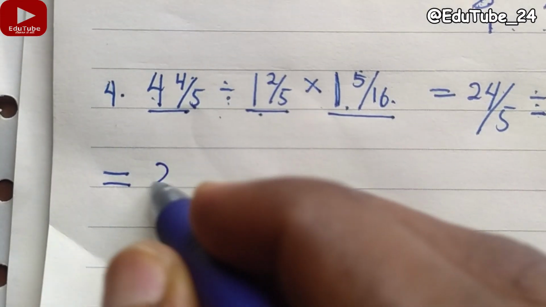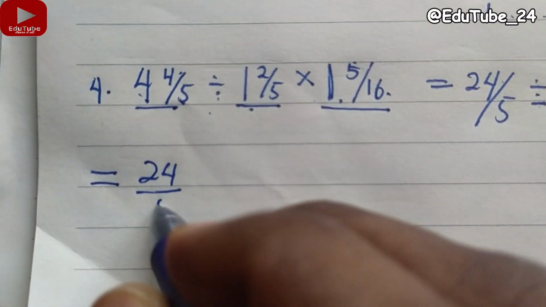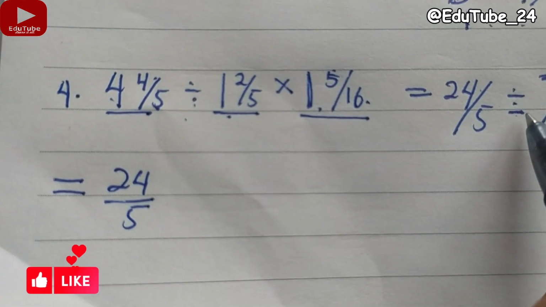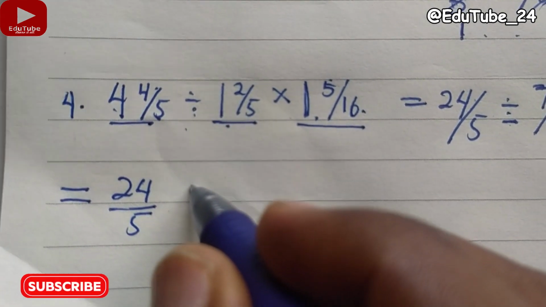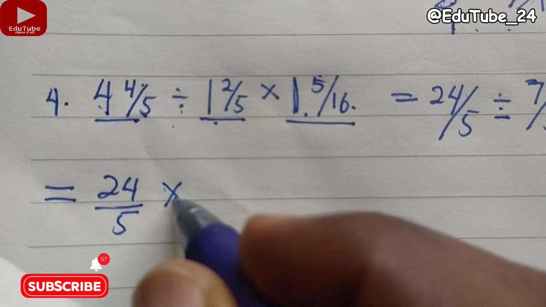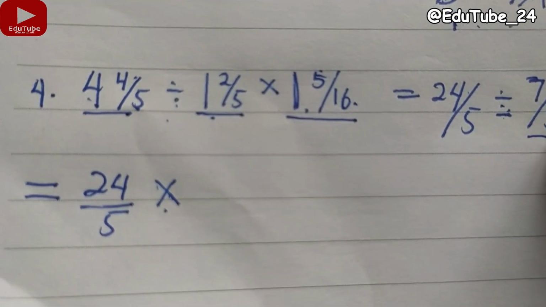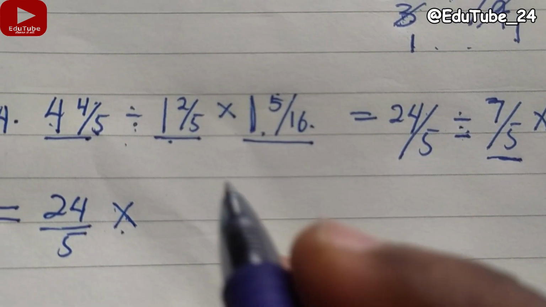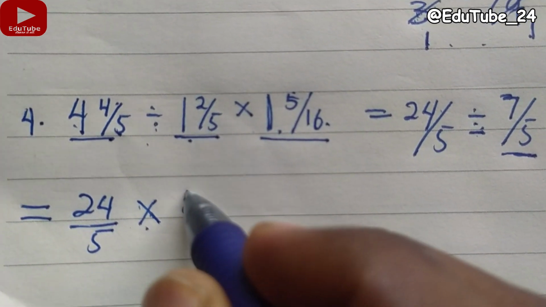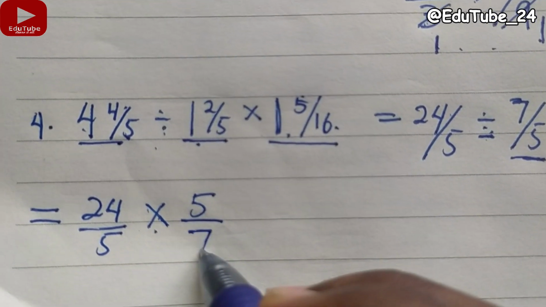So I will have 24 out of 5. Don't forget, it is the number next to the division sign that is changing to times that will be inverted. So division has changed to times, then the number next to it, which is 7 out of 5, will be inverted also to become 5 out of 7.